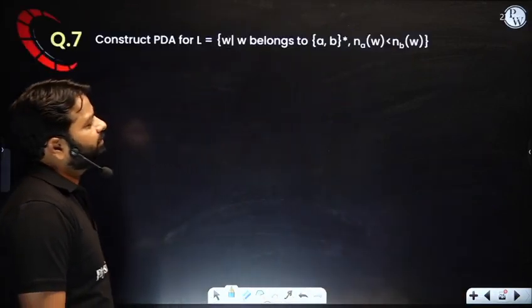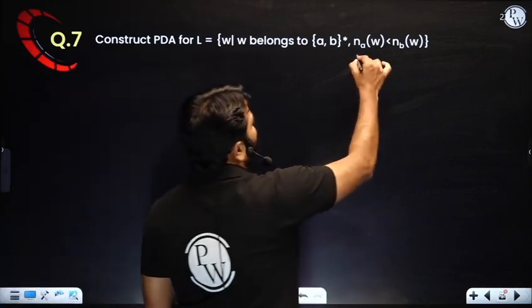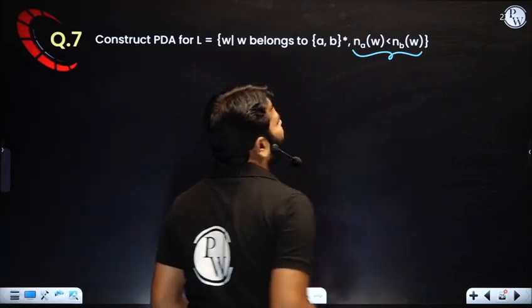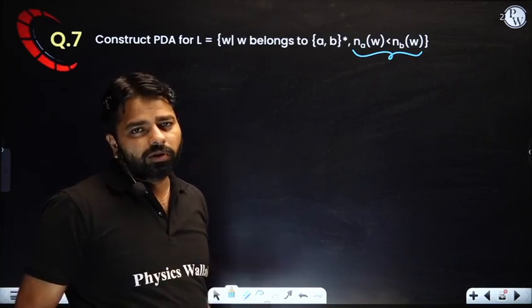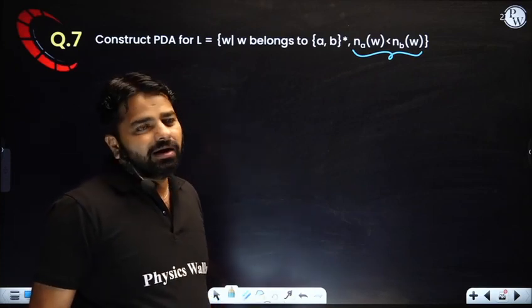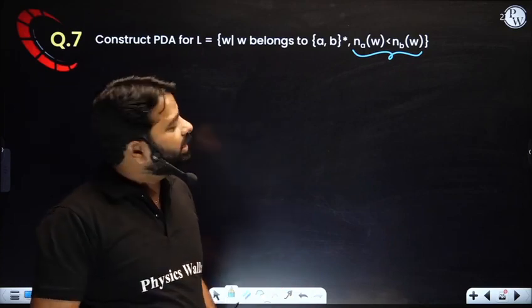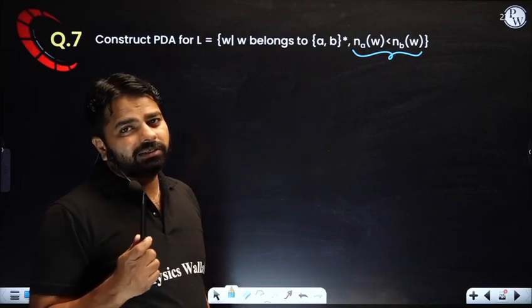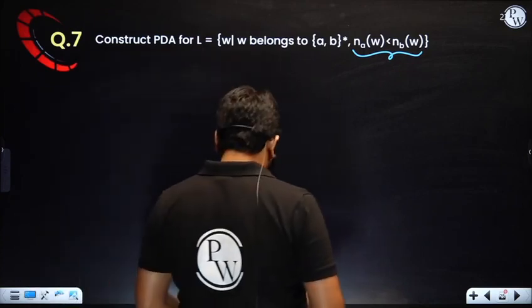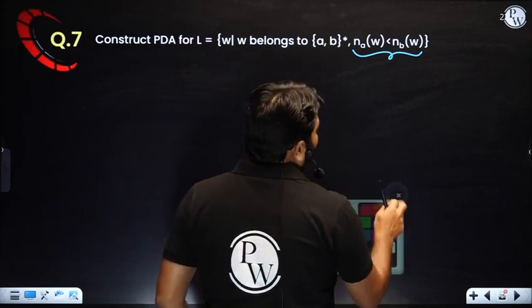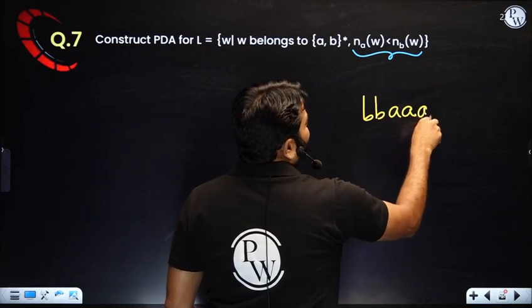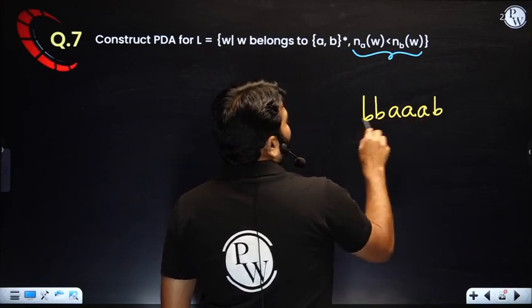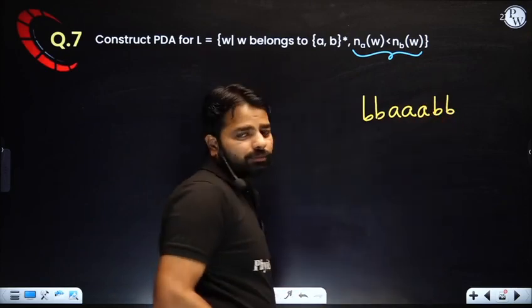Very interesting: number of A's less than number of B's. What do you mean by number of A's less than B's? Here, remember, who is more? That is very important. Who is more, A or B? B's. So let's take one example. What happens if B's are more? Let's take B, B, A, B, B. Who is more? B's are more.